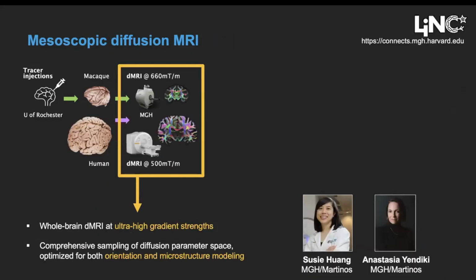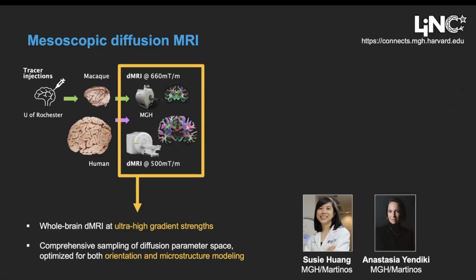In terms of the diffusion MRI, we're scanning both the macaque brains and the human brains in scanners with ultra-high gradient strength that allow us to go to very high B values as well as high spatial resolutions. This is in collaboration with Susie Huang, who was the PI of the Connectome 2.0 project that was responsible for designing and installing this new scanner, the Connectome 2.0 3 Tesla scanner here at MGH.